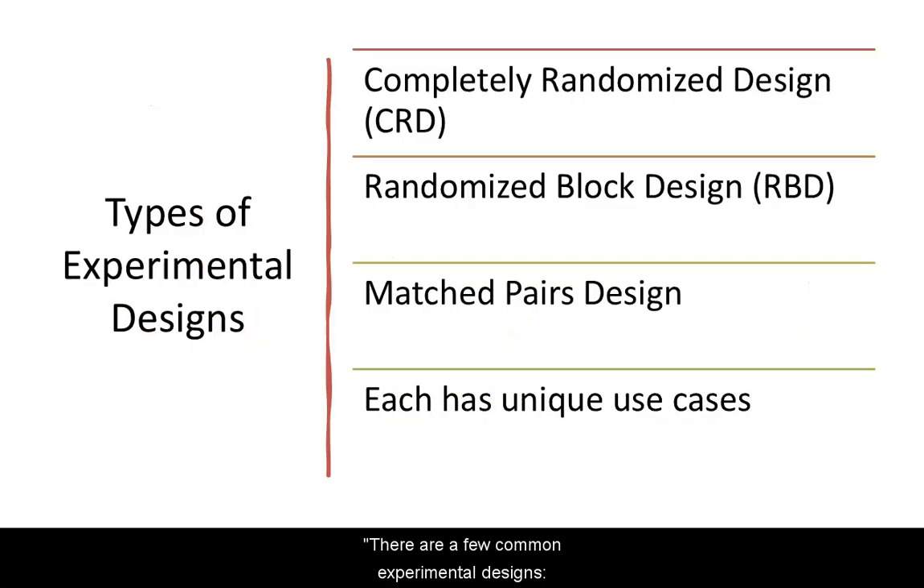There are a few common experimental designs. Completely randomized design, CRD: participants are randomly assigned to groups. Randomized block design, RBD: subjects are grouped into blocks, then randomly assigned. Great when you expect group differences. Matched pairs design: pairs of similar units receive different treatments. Often used in medical trials. You'll often choose a design based on practical constraints or ethical requirements.